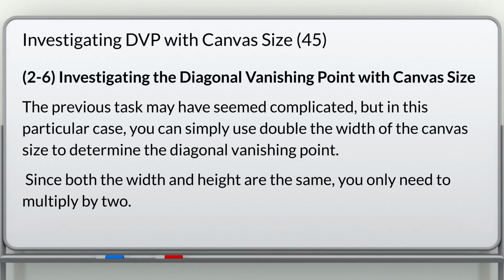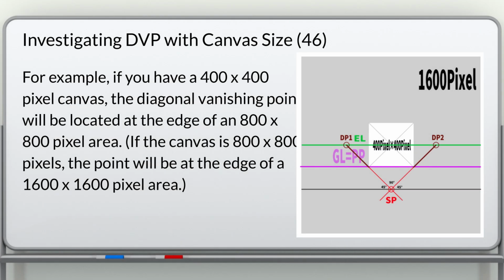I will explain how to investigate the diagonal vanishing point with canvas size. The previous task may have seemed complicated, but in this particular case, you can simply use double the width of the canvas size to determine the diagonal vanishing point. Since both the width and height are the same, you only need to multiply by 2. For example, if you have a 400 by 400 pixel canvas, the diagonal vanishing point will be located at the edge of an 800 by 800 pixel area.